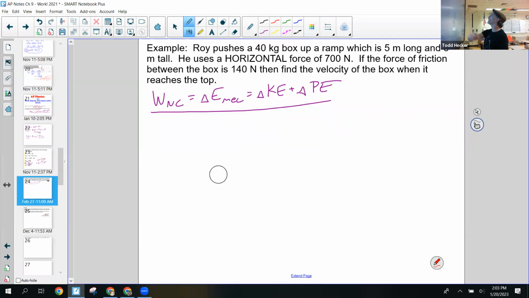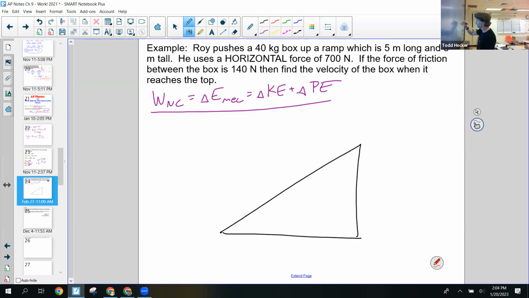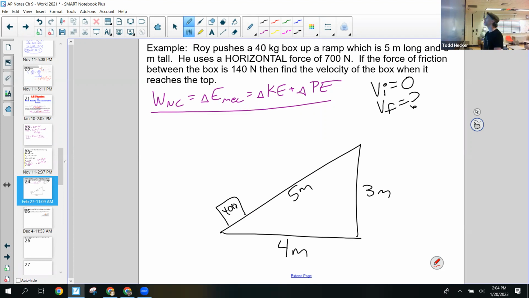Roy pushes a 40-kilogram box up a ramp that's 5 meters long and 3 meters tall. There's a ramp. So the problem tells us that it is 5 meters long, 3 meters tall. That means this last side here is going to be 4 meters. Here's the box. It's 40 kilograms. It doesn't explicitly say it. Let's assume that it starts at rest at the bottom of the ramp. And what we're trying to do is find the final velocity at the top of the ramp under the following circumstances.